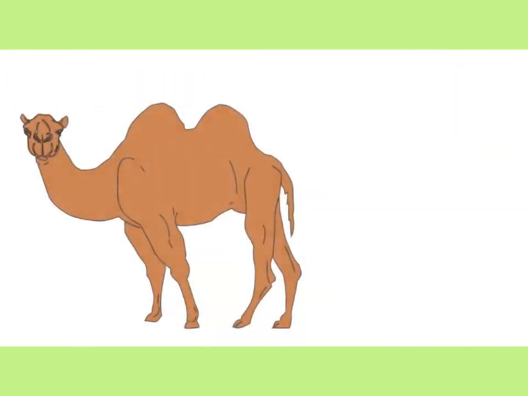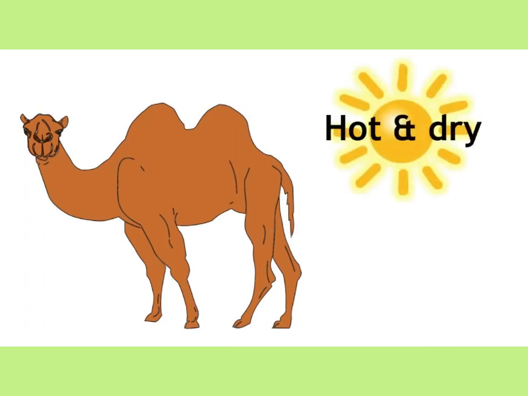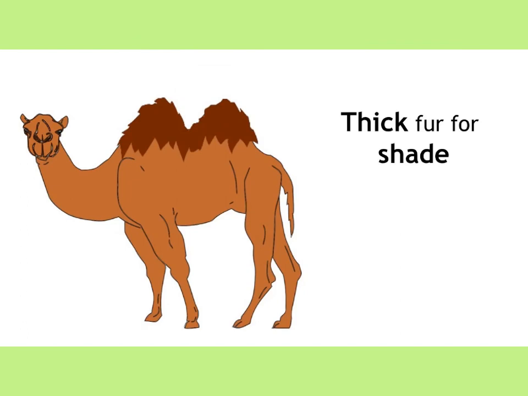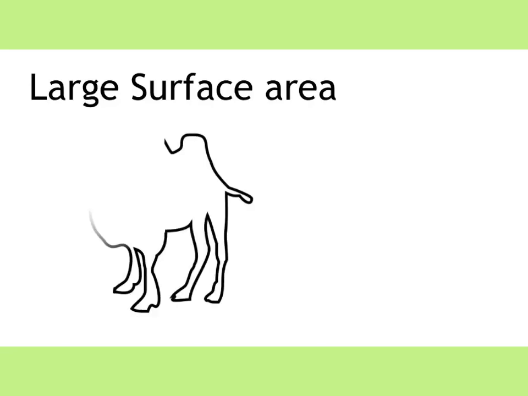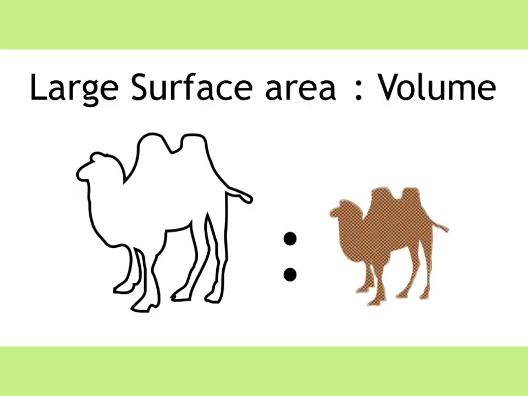Camels are very well adapted to live in the desert, which is hot and dry during the day, but cold at night. They have adapted thick fur on the top of their body for shade, but thin fur everywhere else to maximise heat loss. A large surface area to volume ratio also helps to keep them cool, because heat has more places to escape from. But camels have adapted to tolerate body temperatures of up to 42 degrees Celsius.